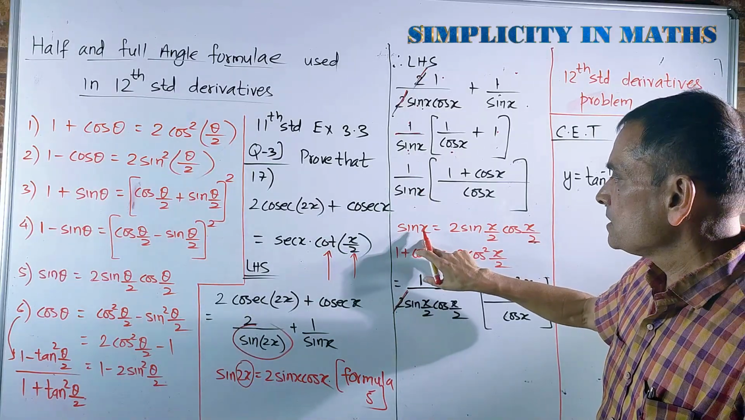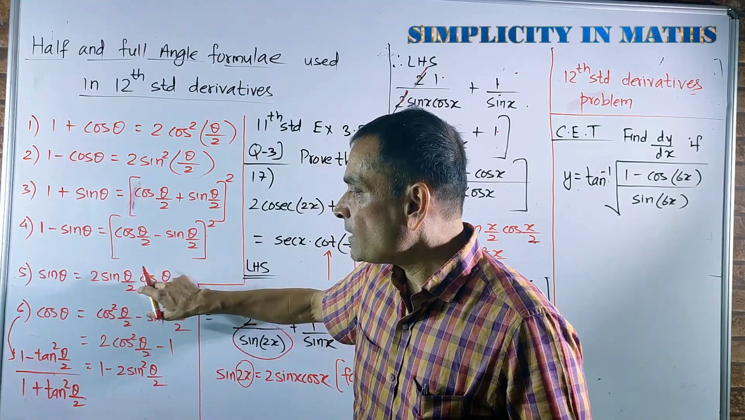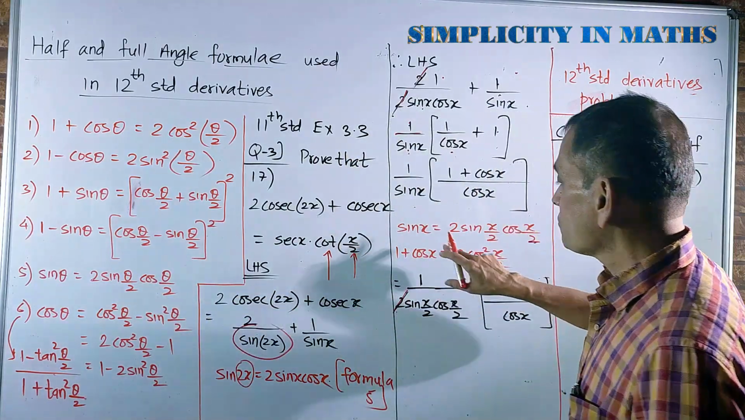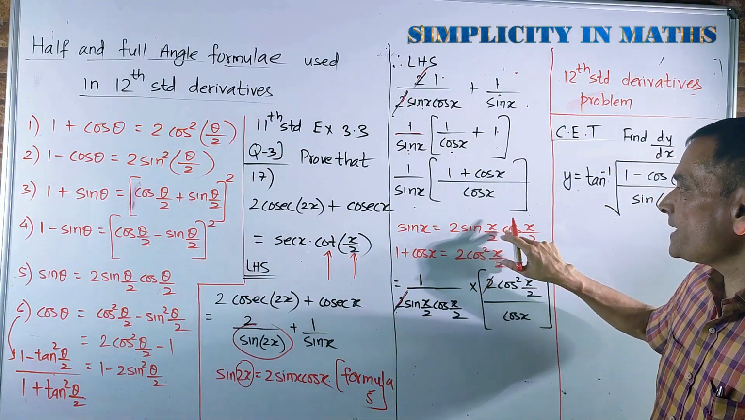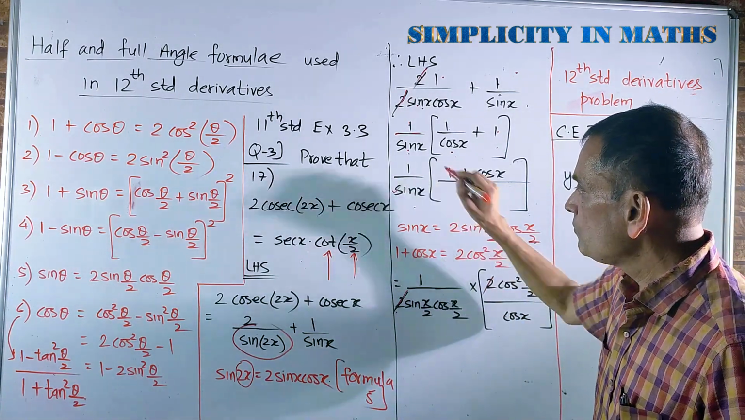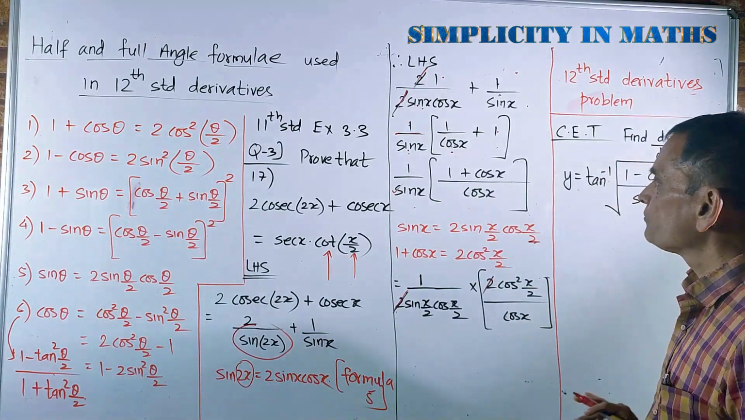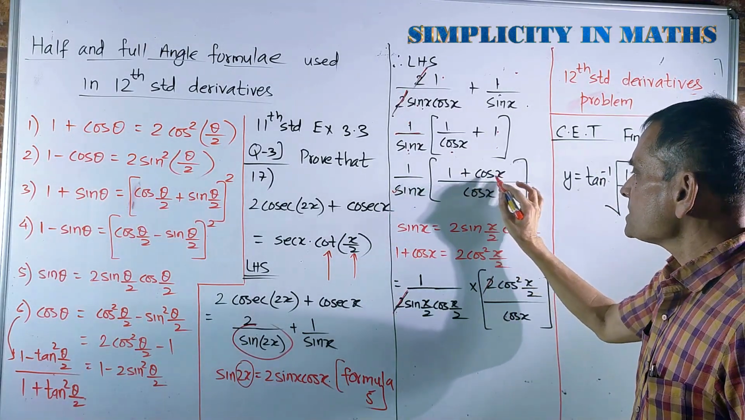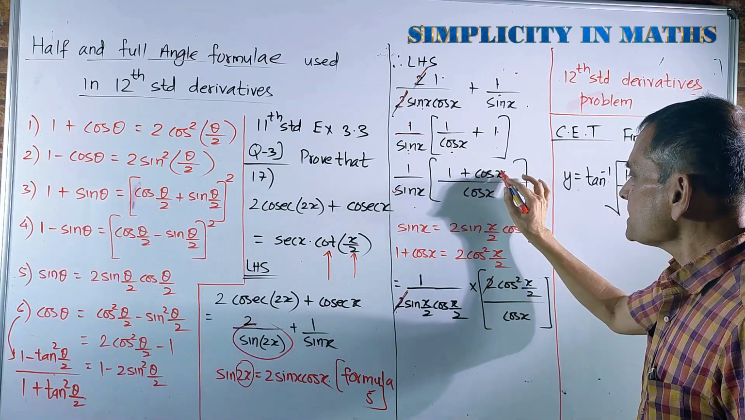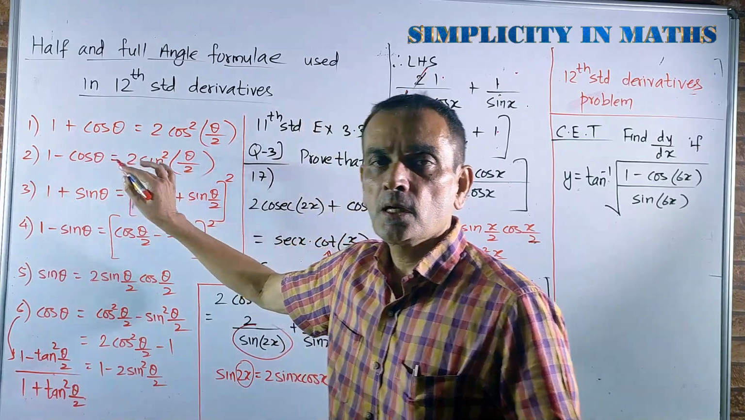Sin x, sin theta. What is sin theta? 2 sin theta by 2 cos theta by 2. So what will be sin x? 2 sin x by 2 cos x by 2. Simple. ये हो गया. cos x को कुछ मत करो. 1 plus cos x. 1 plus cos x, first formula. If you get 1 plus cos, क्या बोला है मैंने?